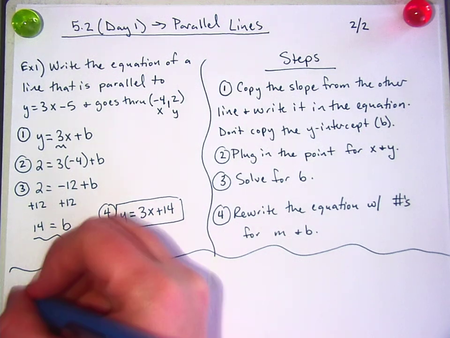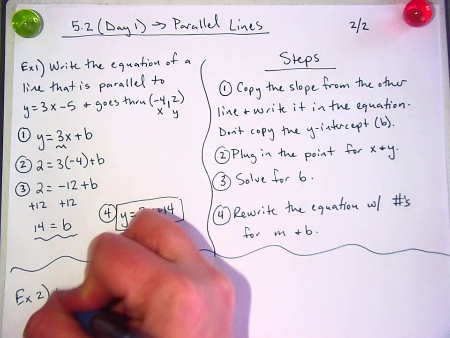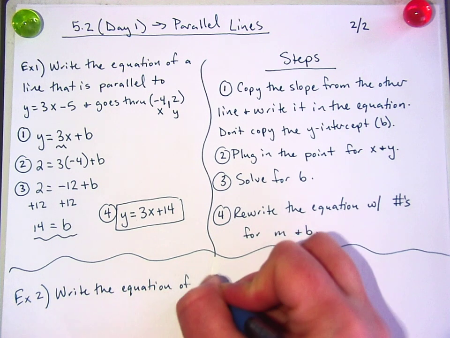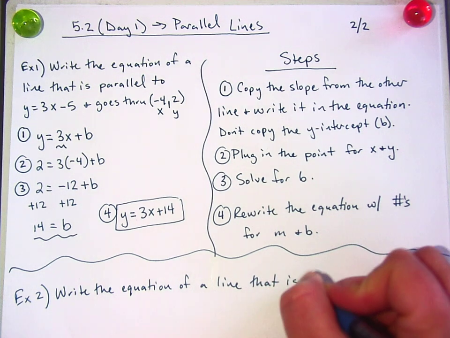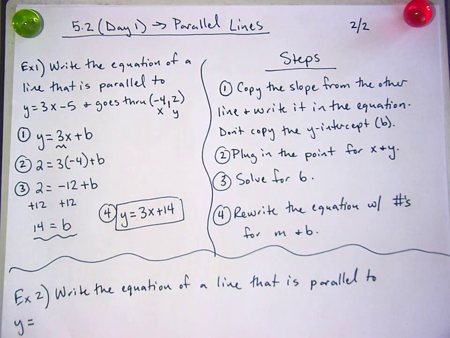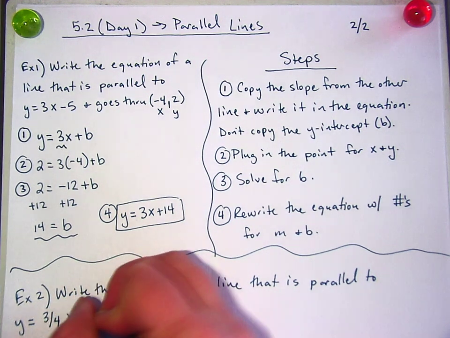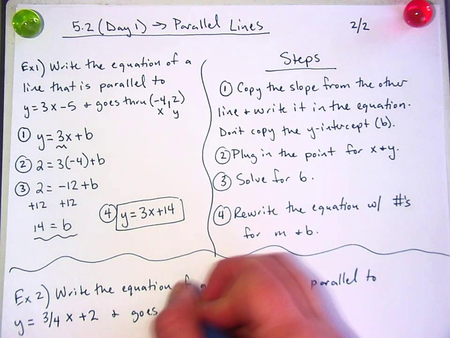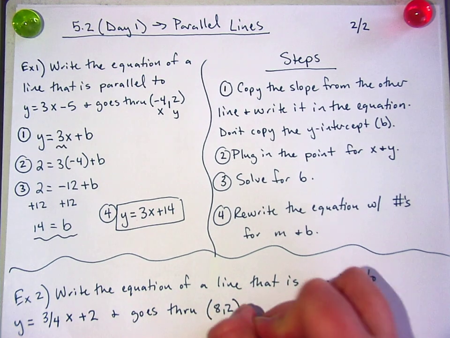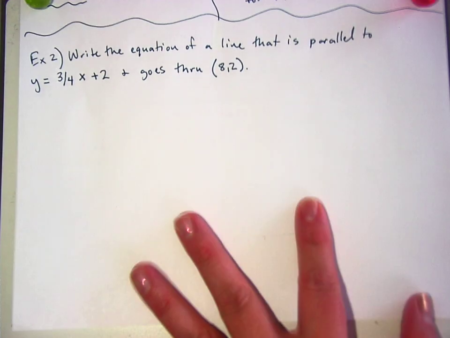Here we go. Example 2. Write the equation of a line that is parallel to y equals 3/4 x plus 2 and goes through 8, 2. All right, talk to your partner. Go.